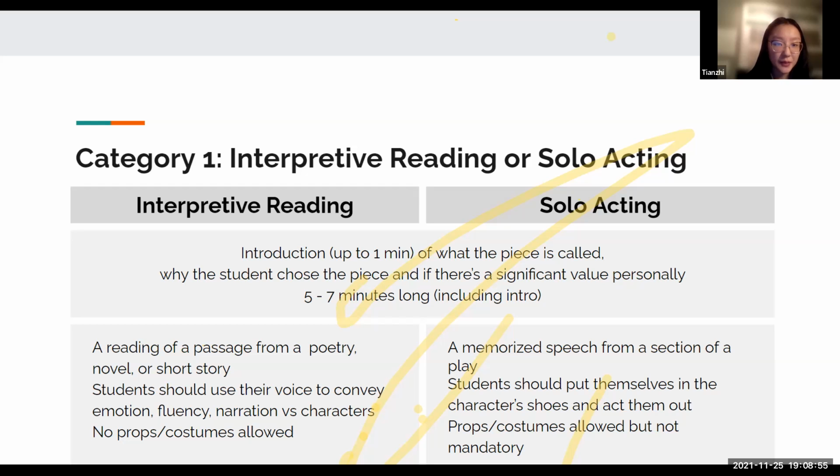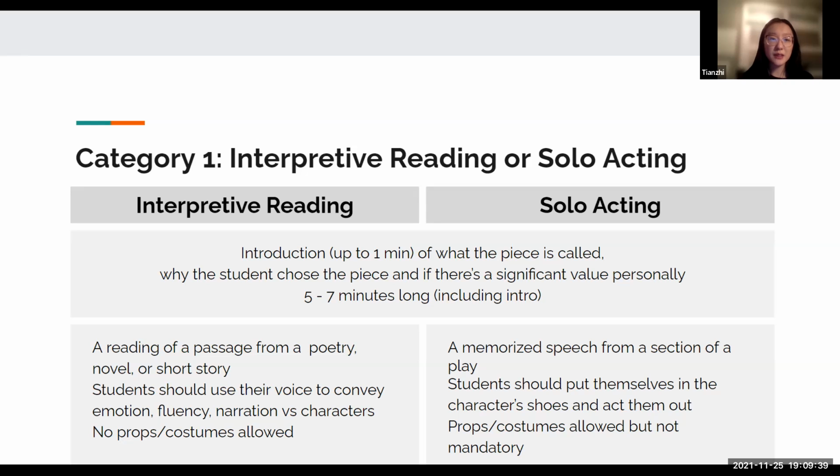Okay, next is interpretive reading specific information. In terms of interpretive reading, what this means is that you are going to read from a passage in any kind of piece that you choose. So it has to be some piece of poetry, it could be from a novel, it can also be from a short story. Regardless, the piece that you choose needs to have some type of literary merit. I'm going to talk a little bit more about what that means in the next slide. But the point of interpretive reading is you're literally reading from something and you're giving it your best shot to convey emotion and to represent the characters in your reading itself.